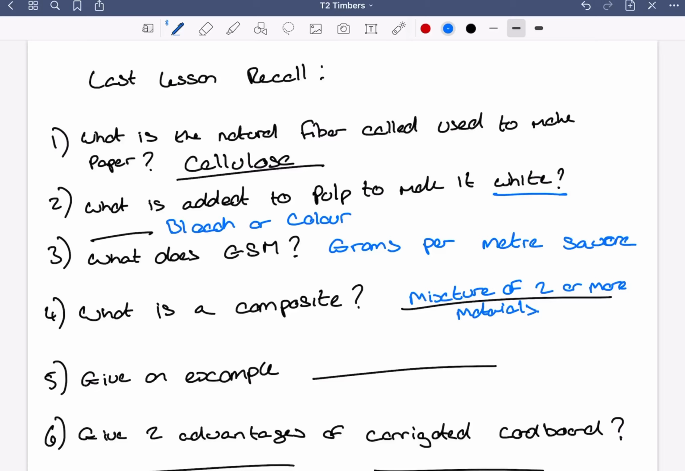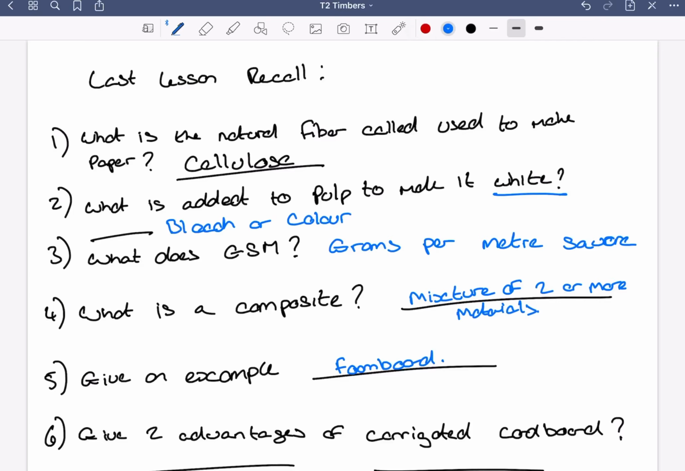Question 5 is give an example. A good example from our last lesson would be foam board, but you can have other examples in there as well. But a good one from last lesson was foam board. Foam board being a composite because it's a mixture of paper and foam, 2 layers of paper and 1 layer of foam, giving us that nice rigid board. And then 2 advantages of corrugated card. Well, they could have quite a few things here. You can have it being lightweight, it can be strong, it's a great insulator, it can easily be printed onto, it's very cheap. So any of those would be absolutely fantastic.